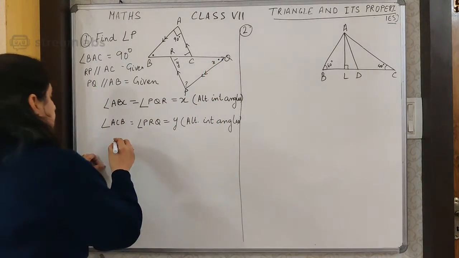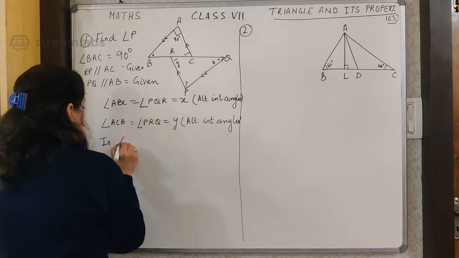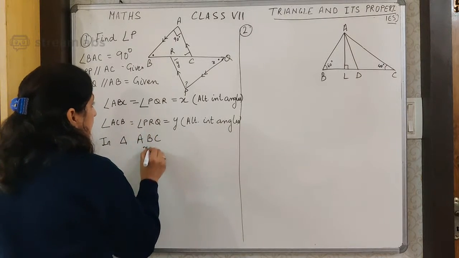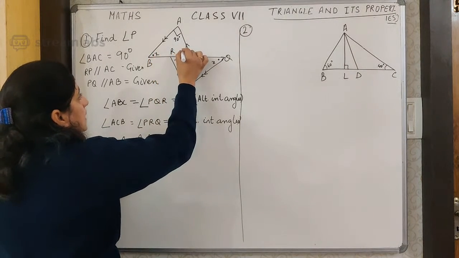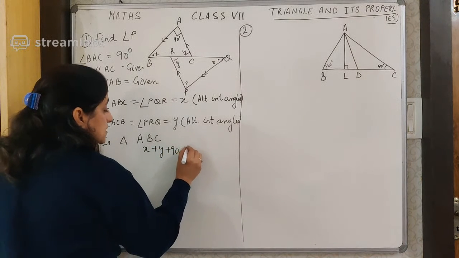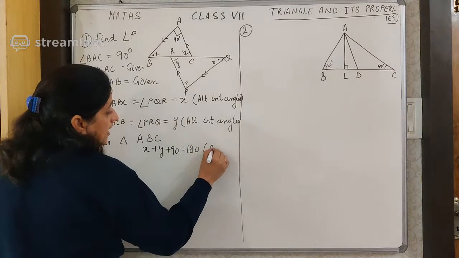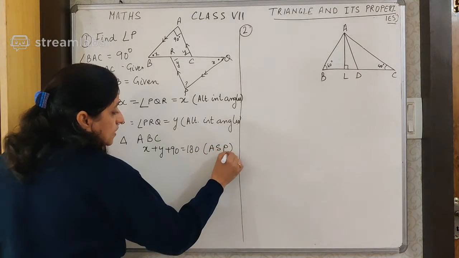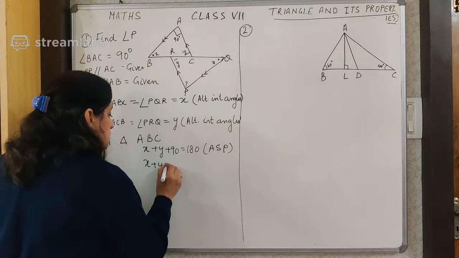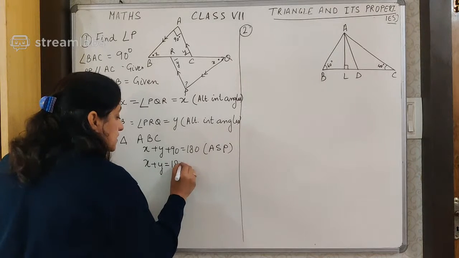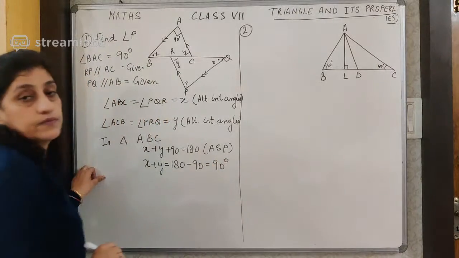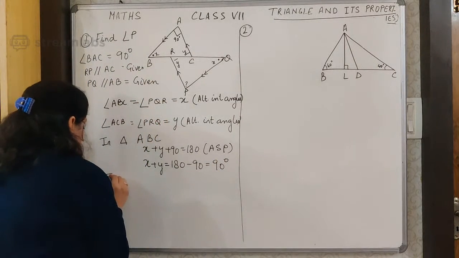Now one more thing. In triangle ABC, what will I get? X, because this is also X and this is Y. X plus Y plus 90 is equal to 180. I have been using this short form, angle sum property. So I get from this triangle that X plus Y is equal to 180 minus 90, which is equal to 90 degrees. Now I move on to the next triangle.